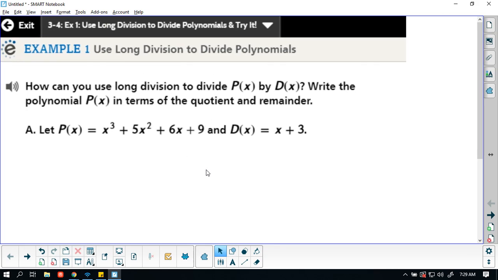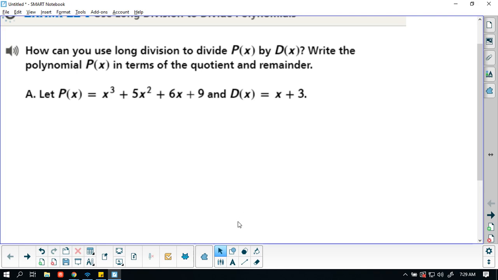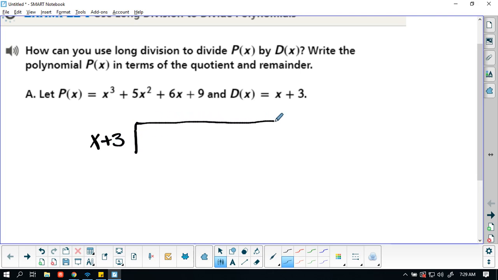So how can you use long division to divide p of x by d of x? Write the polynomial p of x in terms of the quotient and remainder. In this case, we might have a remainder. So this is my divisor, this is my dividend. I'm going to do x plus 3, and I'm going to divide that into x cubed plus 5x squared plus 6x plus 9.